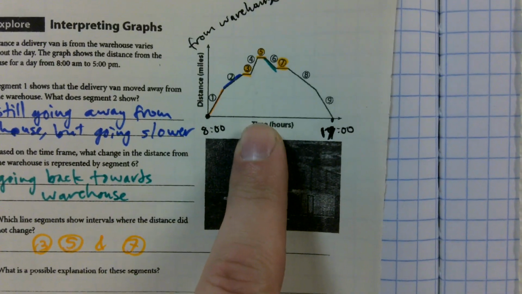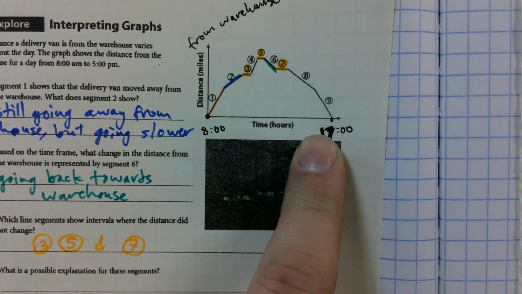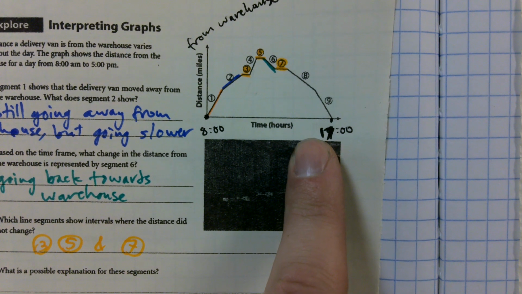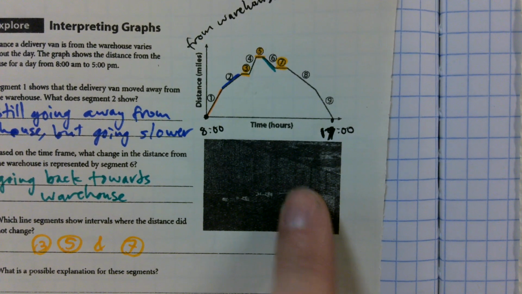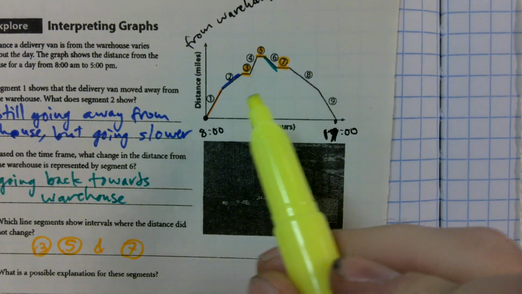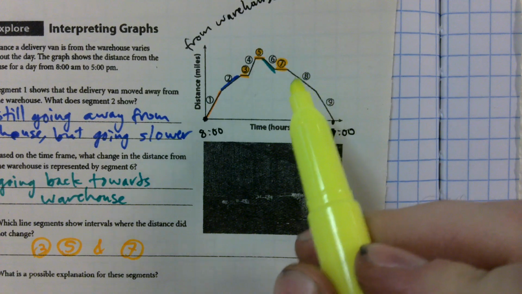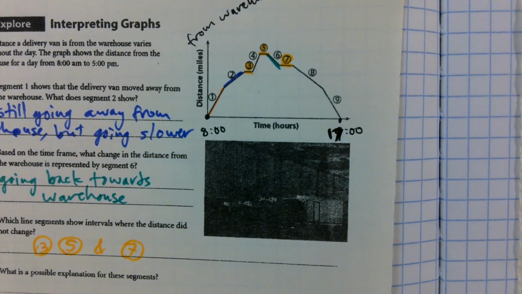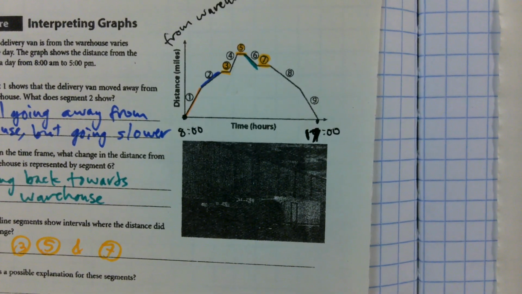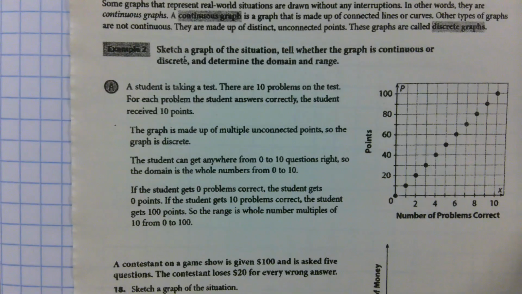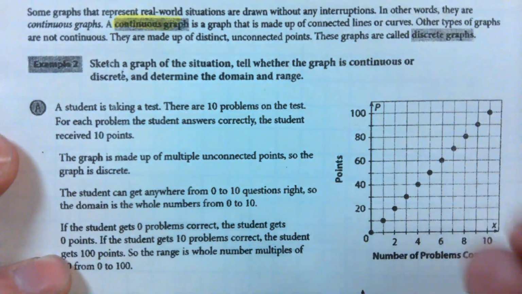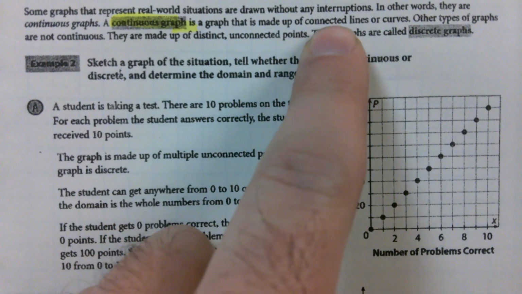Okay. Let me ask you this. Did this line go on forever? Or did it stop at 5 p.m.? Okay, so it doesn't mean it goes on forever. It means that every point is connected with a line. Doesn't have to be a straight line. Could be a really gross line like this one. But all the points that we can pick are connected, right? Not every graph that we see in this unit is going to be a continuous graph, okay? Like Gurpreet said, a continuous graph is a graph made up of connected lines or curves.